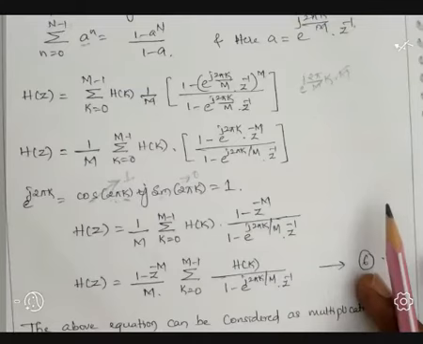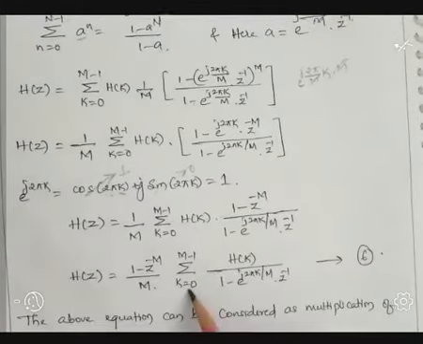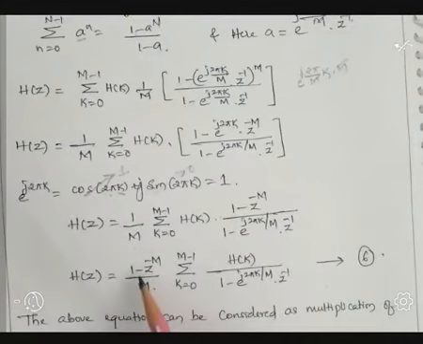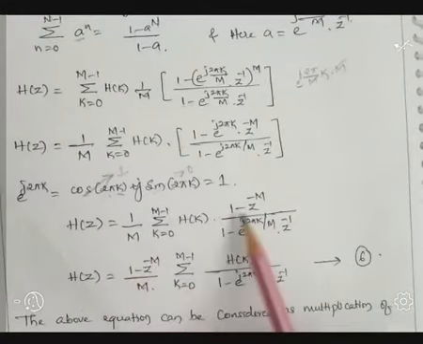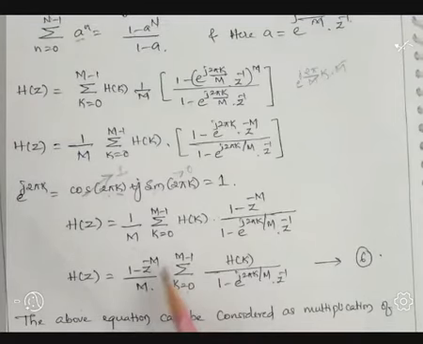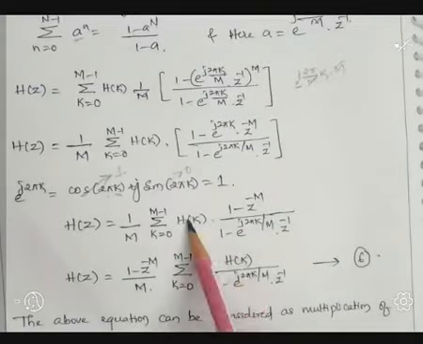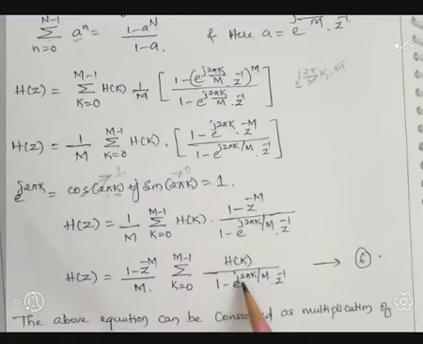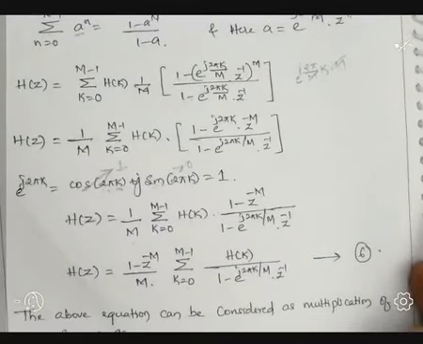Rearrange the terms, the same thing, in order. H of z equals 1 minus z to the power minus M divided by M, since the term M is there, times the summation over k equal to 0 to M minus 1 of H of k divided by 1 minus e to the power j 2 pi k divided by M times z to the power minus 1. Let us represent it as equation number 6.